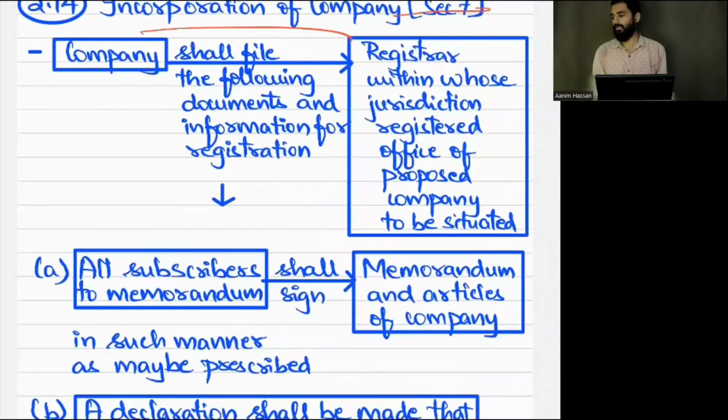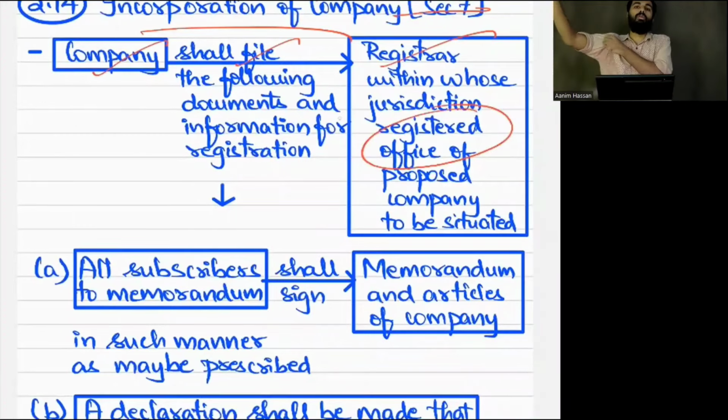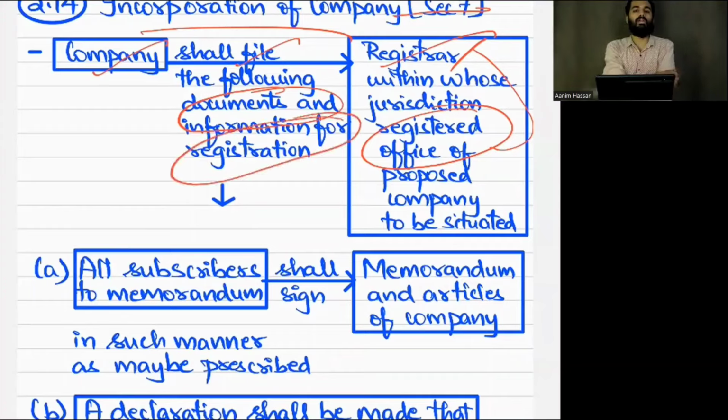Section 7, Incorporation of Company. The company will file to the registrar, which registrar? The registrar where the company is going to situate its registered office. To that registrar, the company is going to file a few documents and information. Why? So that the registrar can register it. If the registrar registers these documents, then the company will get a certificate of incorporation.